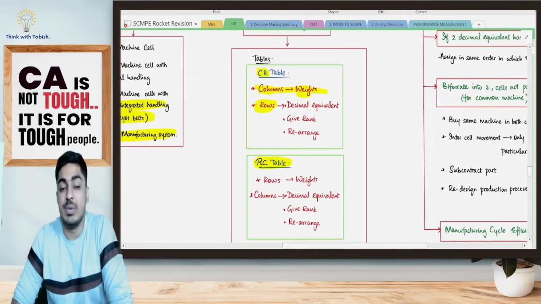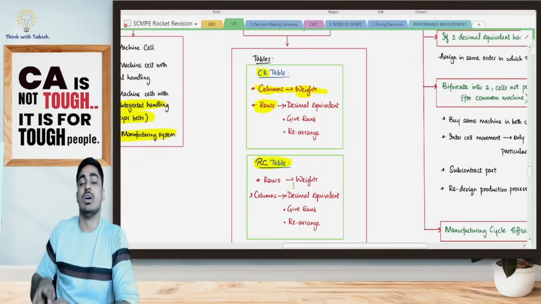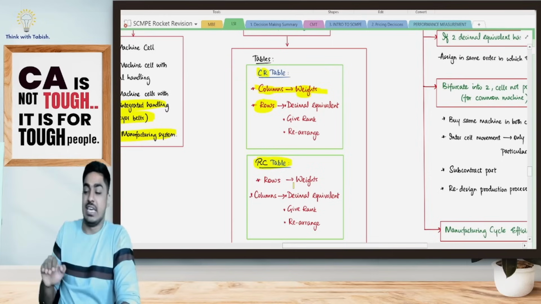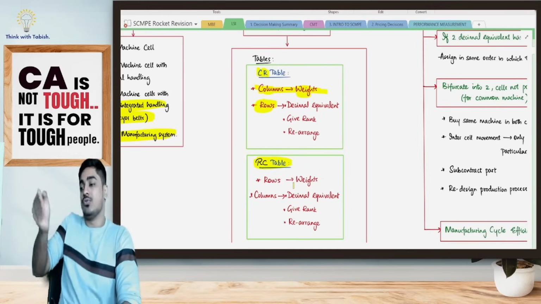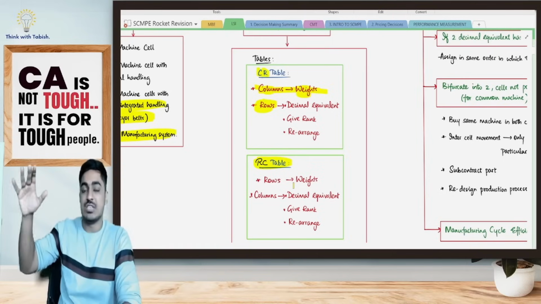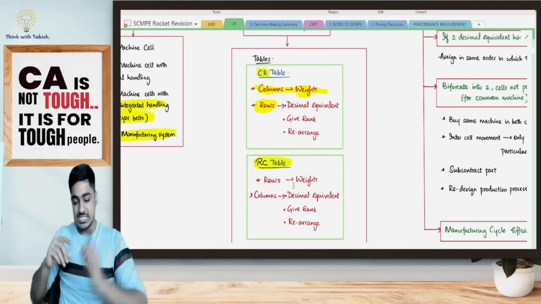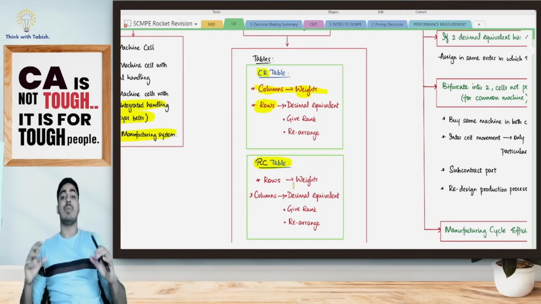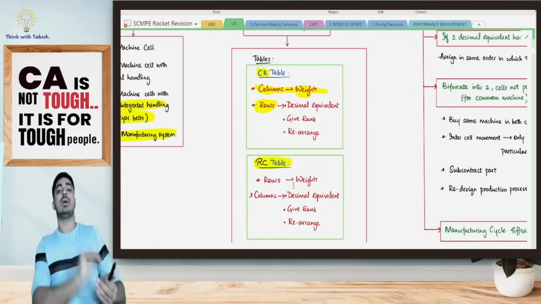Table number 2 will be my RC table. Now, what am I doing? For my row, I'll be giving my weights. Again, reverse order here: 1, 2, 4, 8, 16, 32. Based on that, for my column, I'll be calculating decimal equivalent. For every column, I'll be giving the ranking. Based on that, my column, I'll be rearranging.